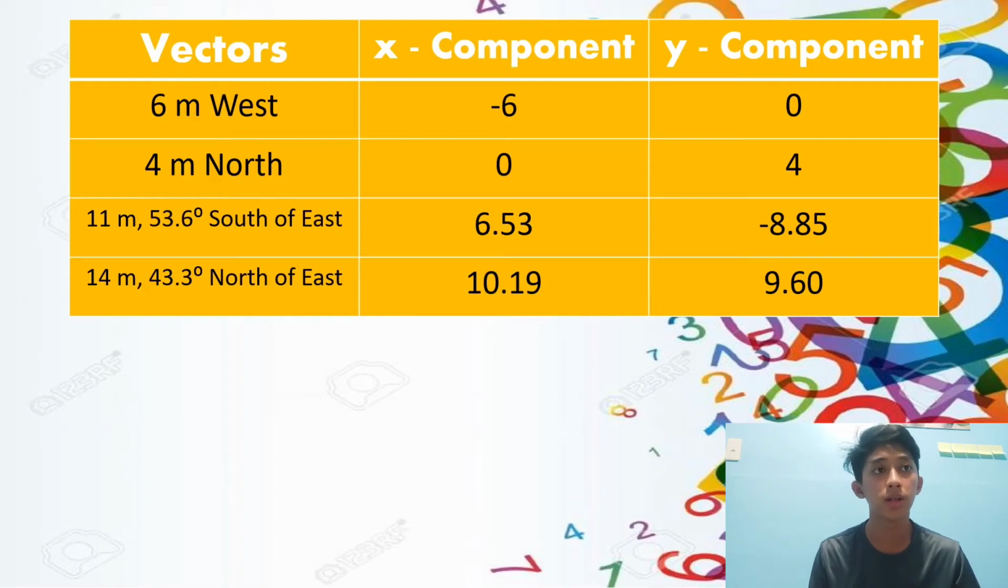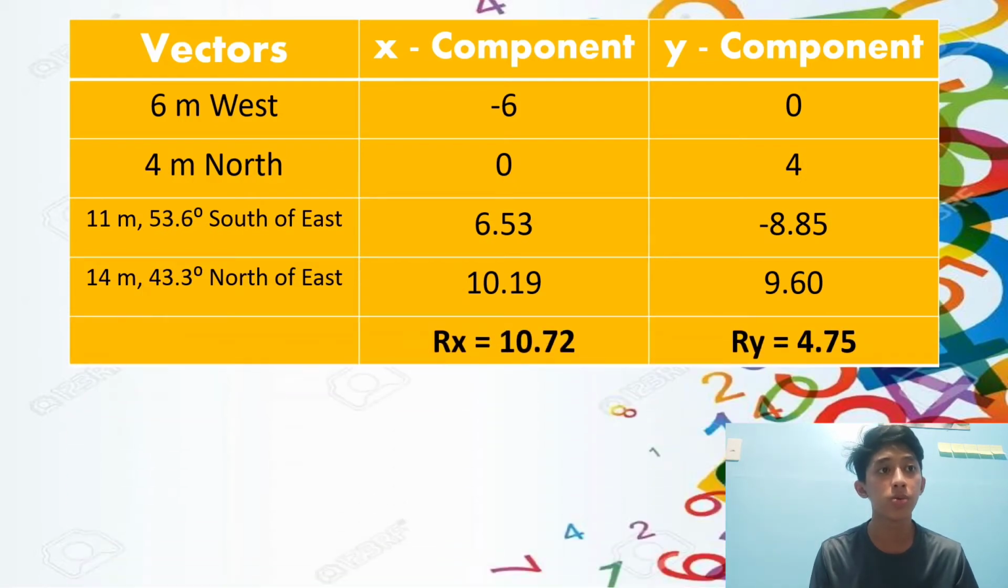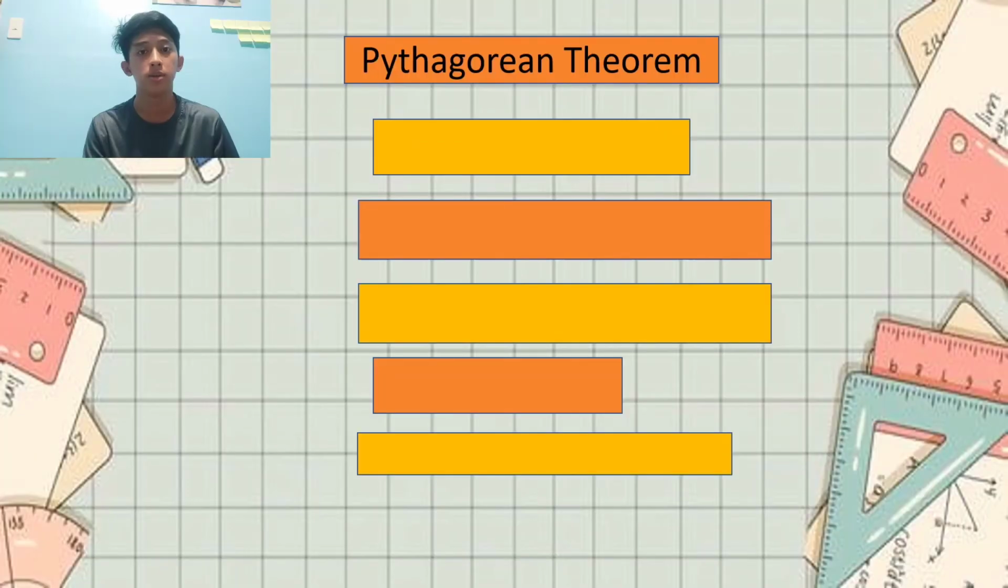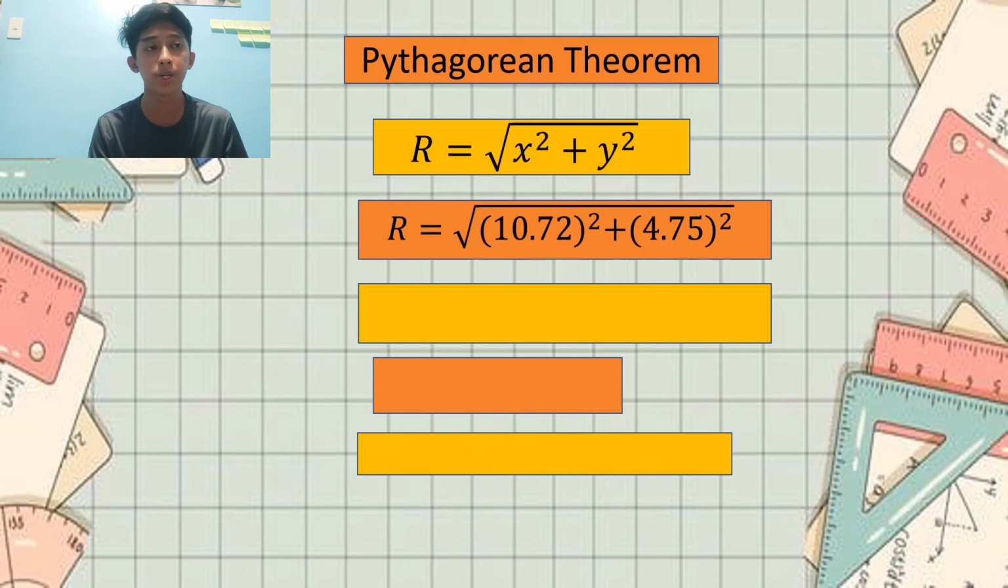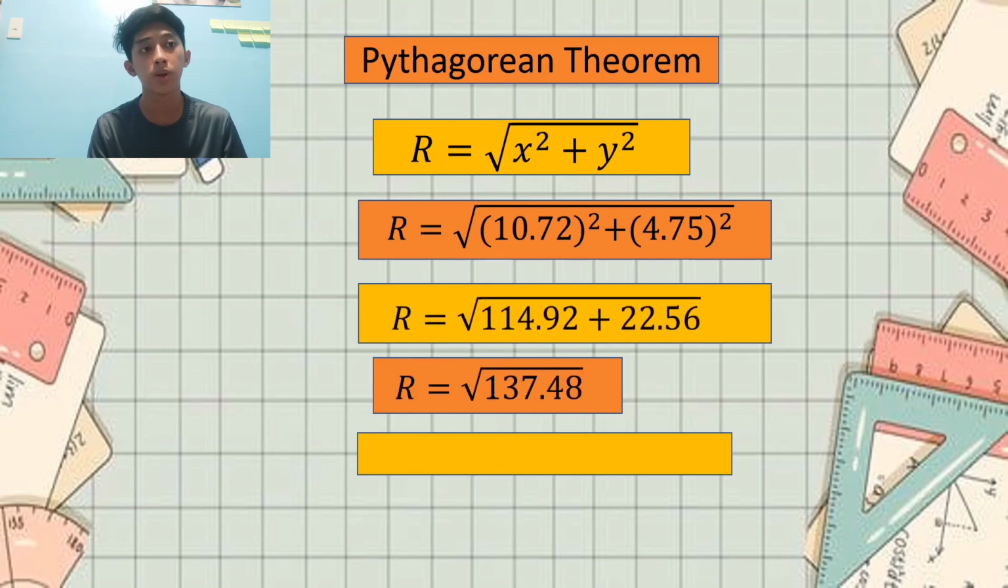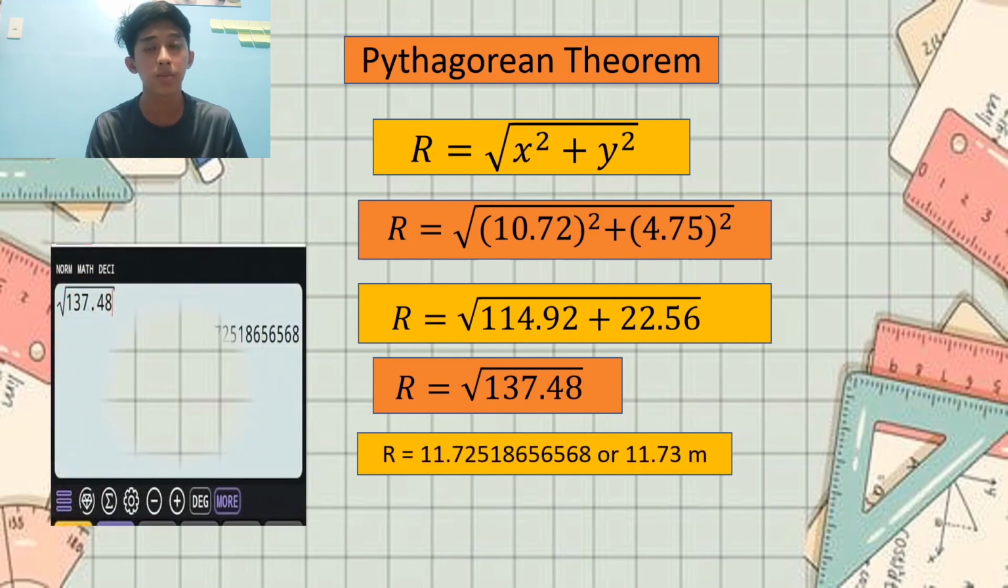Then we will find the total of the x components and the total of the y components. The total of the x component is rx is equals to 10.72. Then the total of the y component is ry is equals to 4.75. So next we will use the Pythagorean theorem. R is equals to the square root of x squared plus y squared. Then substitute the rx and the ry. So r is equals to the square root of 10.72 squared plus 4.75 squared. So r is equals to the square root of 137.48. And we simplify, r is equals to 11.73 meters.